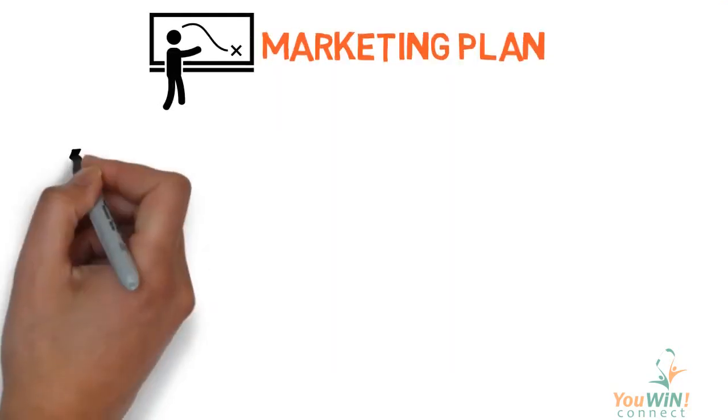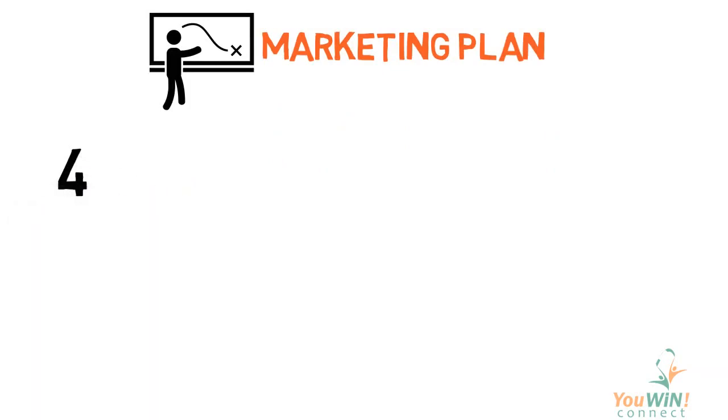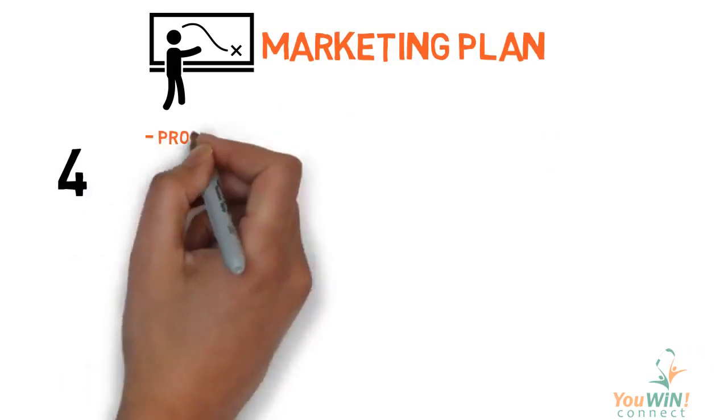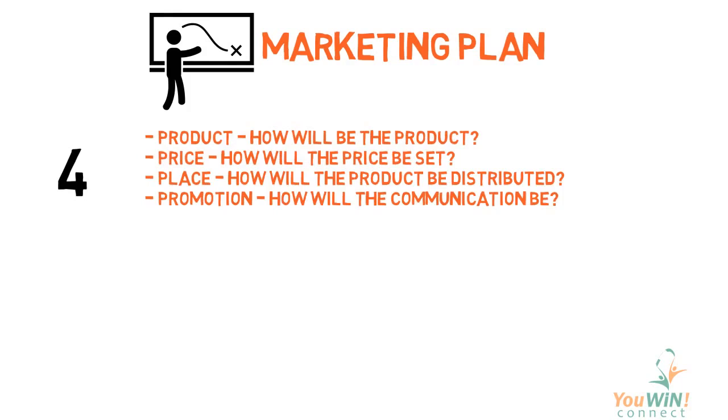In this area, there are 4 main activities that would be considered as far as the marketing plan is concerned. First is the product. How does the product look? Second is, how will the price be set? How will the product be distributed? And how will communication be done? This is referred to in marketing management parlance as the 4 P's of marketing.